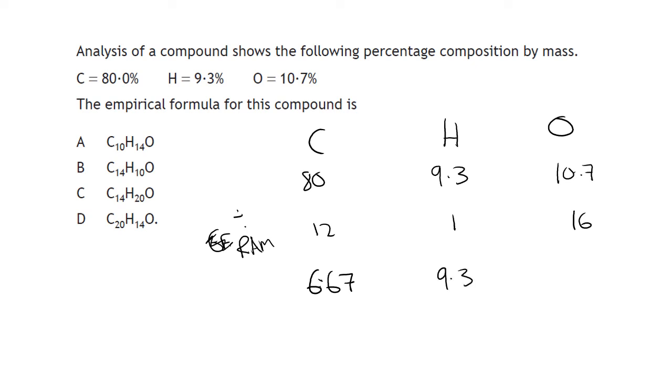9.3 is going to be that one, and 10.7 divided by 16 equals 0.67. Now what we do is we look at the one which is the smallest and we divide by whichever value is the smallest. And we round it up to the nearest whole number. So when I do that one, I get 9.9 something, that's going to be 10. I round this one up, that gives me 13.9, so that's going to be 14, and that one's going to be 1. So I've got 10 carbon, I've got 14 hydrogen, and 1 oxygen, which is A.